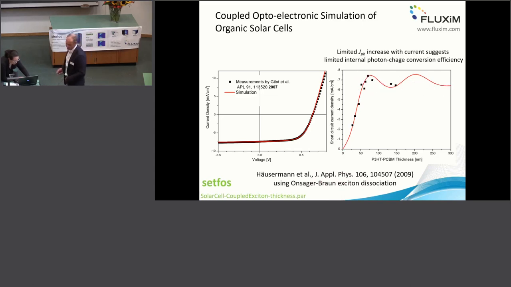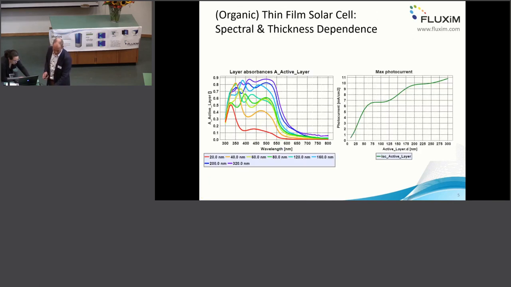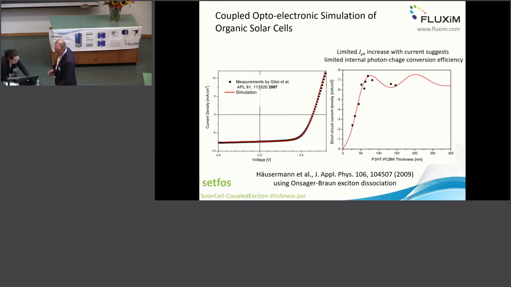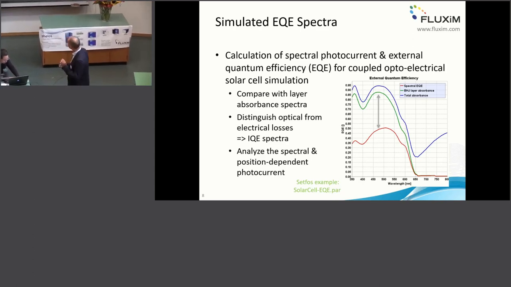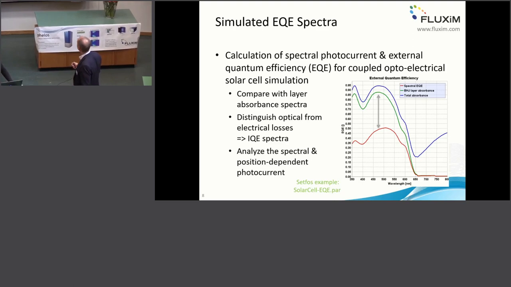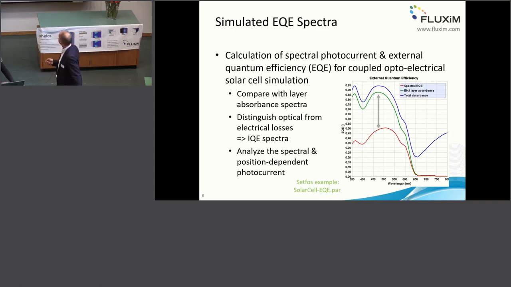This red line is a simulation result of an optoelectronic model, where in contrast, this result was just an optical calculation, but this result is a coupled optoelectronic simulation, which includes the exciton generation, dissociation, and charge extraction processes. And along the line here, the optoelectronic simulation can also be used spectrally. So you can define an outer loop, sweep the wavelengths, and for each wavelength, do this monochromatic simulation to get a photocurrent versus wavelength. And then Setfos will normalize it to get the external quantum efficiency, which is this red line.